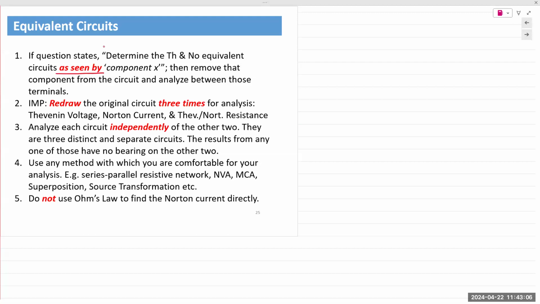But if it says the phrase as seen by a particular component, then you remove that component from your analysis, similar to how we saw in the opening example where I had R6 and I said you analyze by removing R6 at the top. That is what you do here. This phrase is also written as a load circuit or a load network.